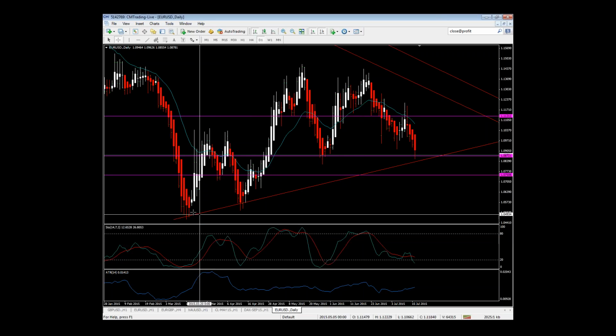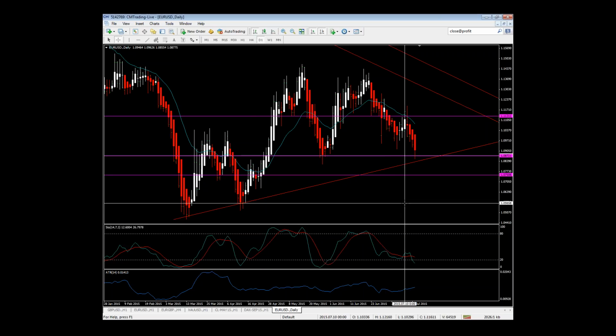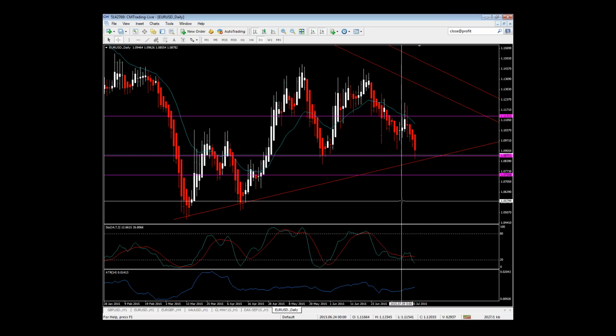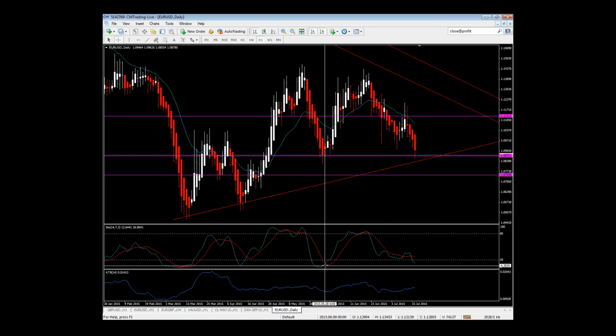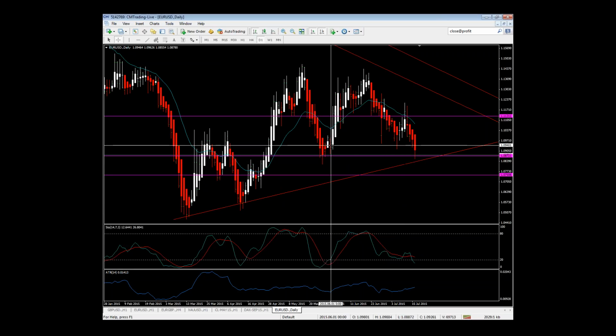So let's do a theoretical trade. Where is a good entry? This was fantastic. This was a great entry. Don't get confused by the first red candle. Don't exit the trade all of the time.